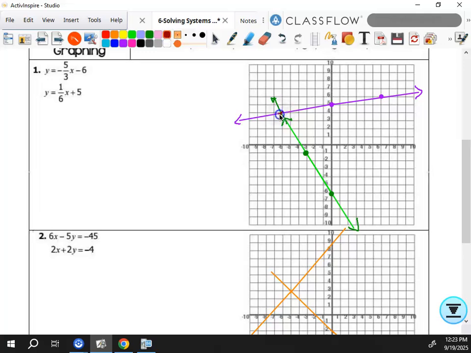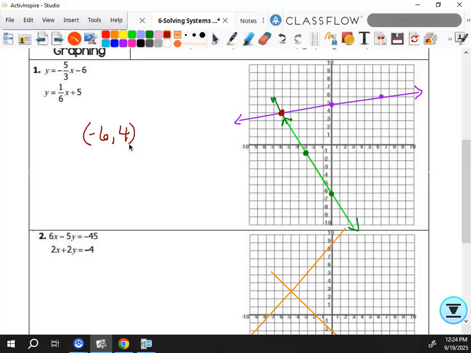And then this is where they intersect. That is my solution. I have an x value and a y value. And unless your answer is in context, meaning like I was looking for how much the books are and how much the drinks are or whatever, then it's an ordered pair. So that point is -6, 4. Okay. Everybody with me okay? Questions?